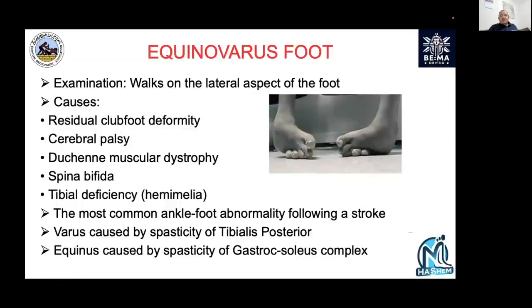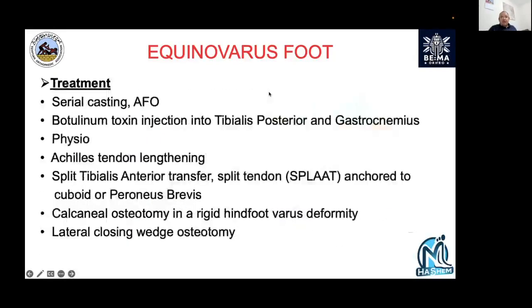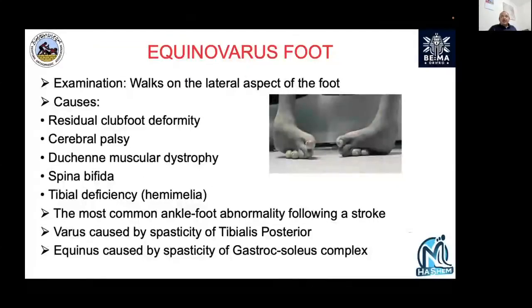So another two uncommon deformities, and we'll quickly go through them, are equinovarus and equinovalgus foot. So equinovarus foot, the commonest cause is a residual from the talipes correction. So if you don't correct your talipes completely, you will end up with a residual clubfoot deformity or equinovarus. And basically, this patient will be walking on the lateral border of the foot, as you can see in this clinical picture.